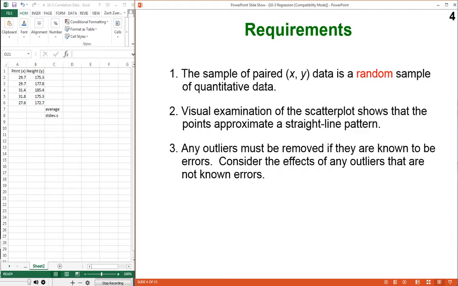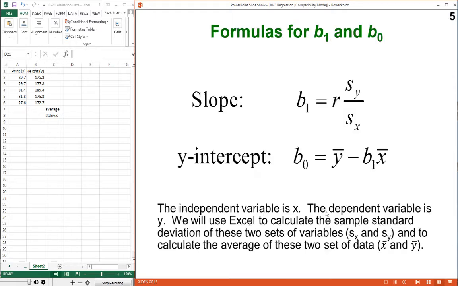Okay, we're going to be looking at samples of paired data. It's got to be random. We're going to do a visual examination with a scatter plot and see if there's any hope of a line being used to approximate the pattern. And then also we can use a visual examination to see if we can find any outliers. You've got to pull those out. Those have an incredibly detrimental effect on the regression line.